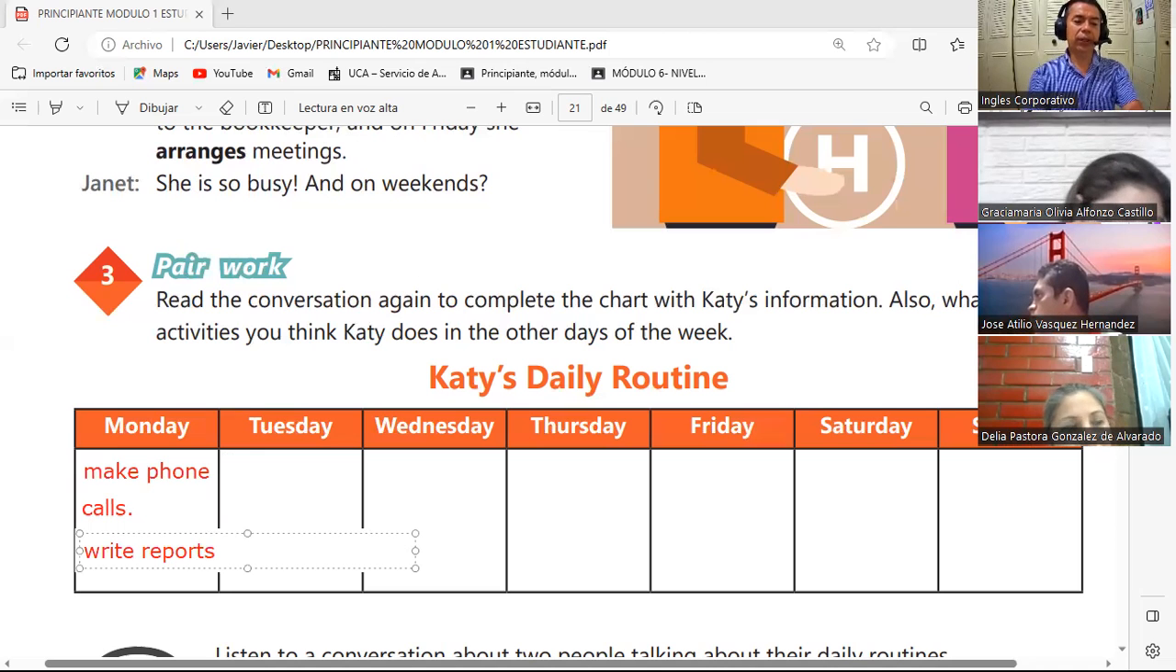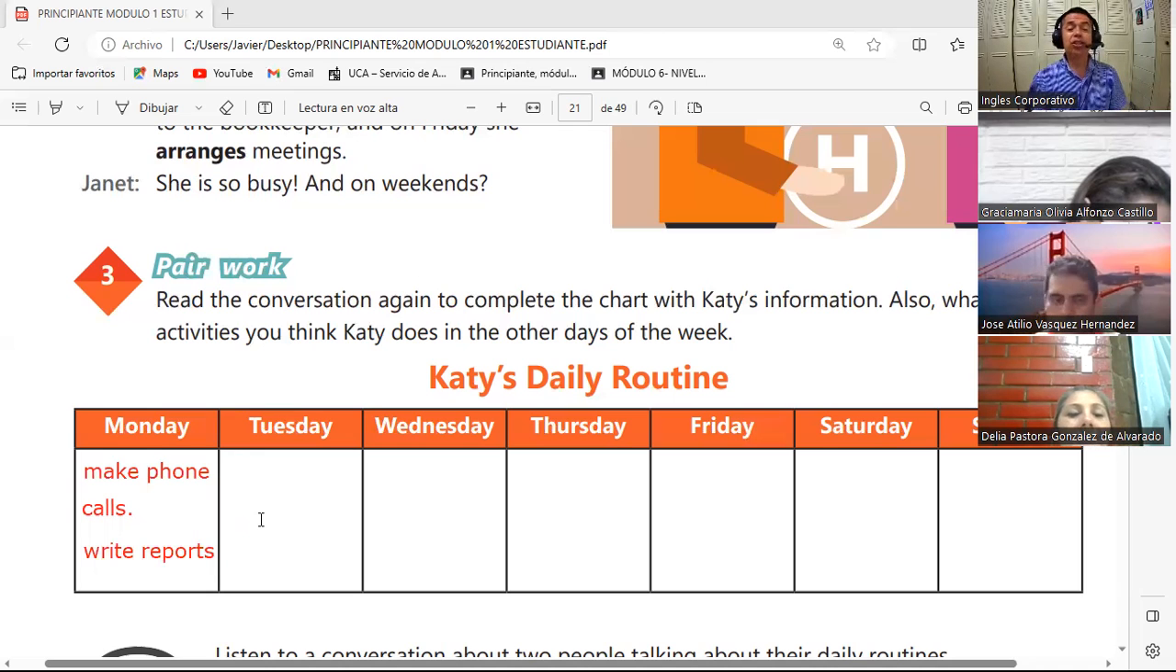Write reports. Okay. But in this case, remember, I say make phone calls, write reports, but you say she makes, with S, right? She writes. See? She writes. Good. And yesterday we were learning about this rule, right? Ayer aprendimos la regla de cómo poner los verbos en tercera persona, right? Yes, remember? A la mayoría solo se le agrega S, right? Yes. Good.